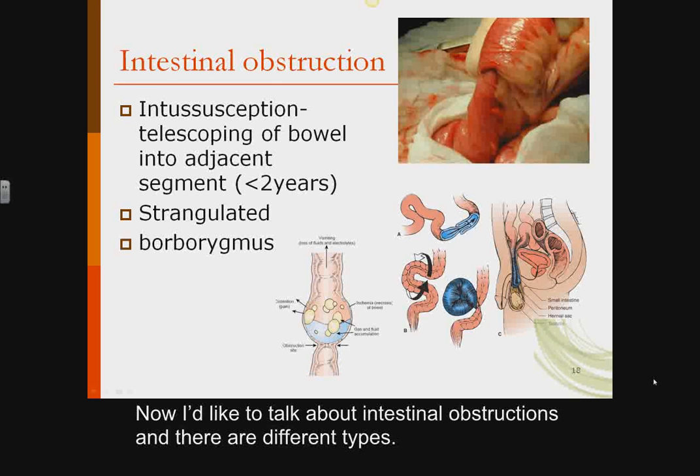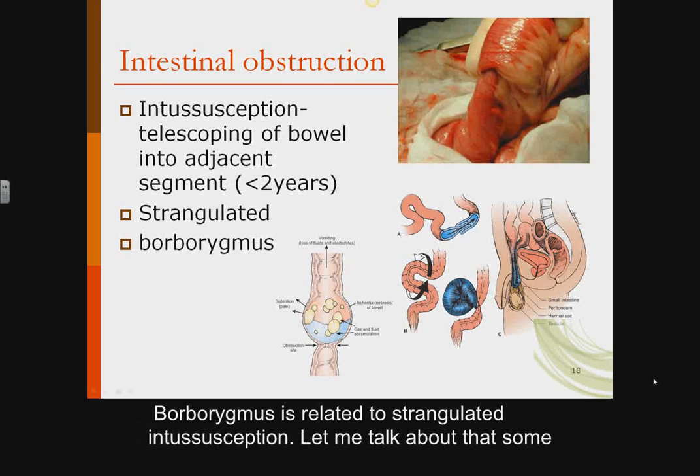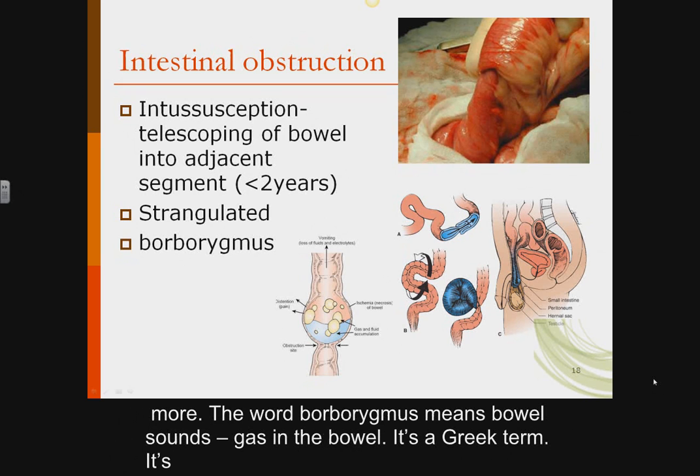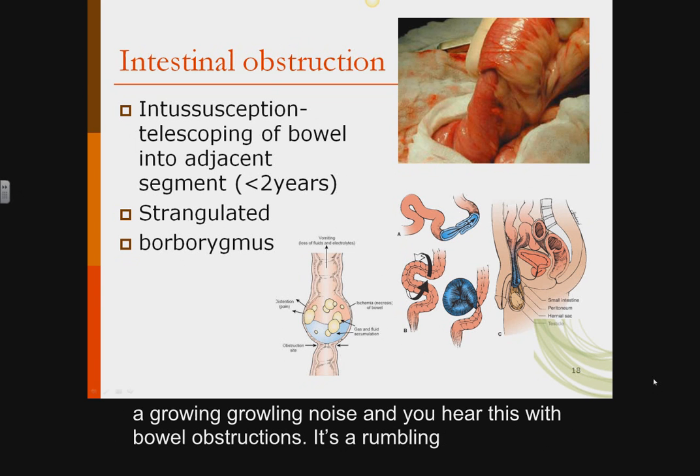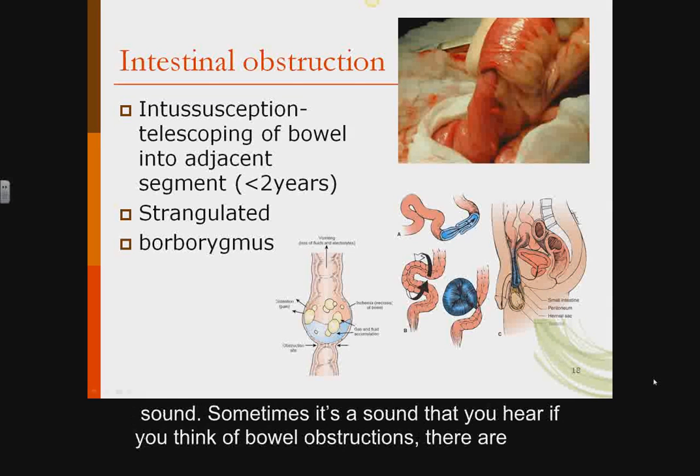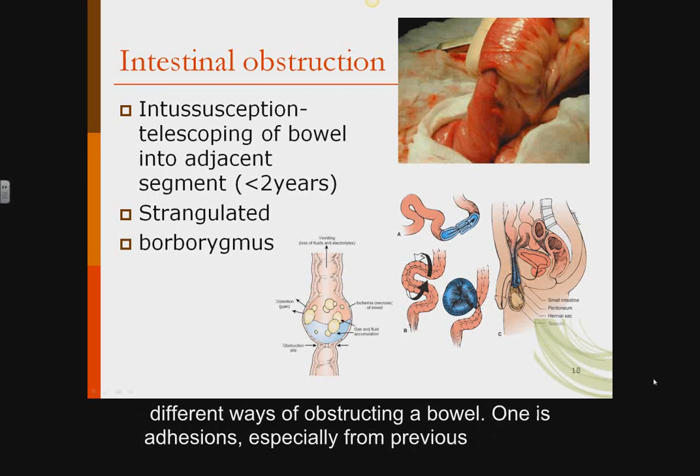Now I'd like to talk to you about intestinal obstructions, and there are different types. Borborygmus, I love that name, is related to strangulated intussusception. Let me talk about that some more. The word borborygmus means bowel sounds, gas in the bowel. It's a Greek term. It's a growling noise, and you hear this with bowel obstructions. It's a rumbling sound.